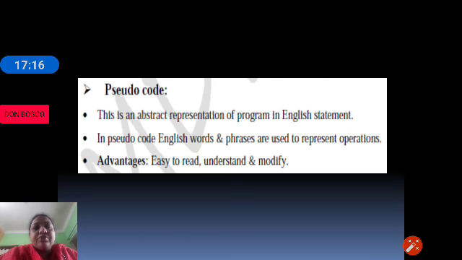That is about coding. The next problem solving methodology is pseudocode. PSEUDO code, the P is silent. So we call it pseudocode. So what is pseudocode? Pseudocode is where we represent the program in English statements.